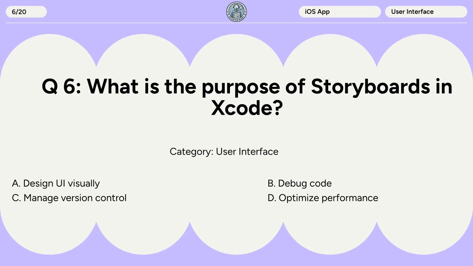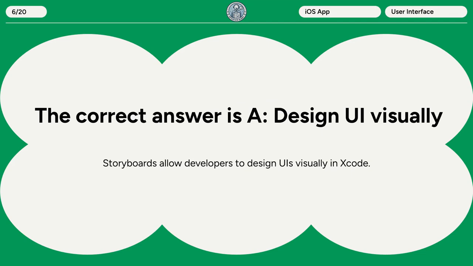Question 6. What is the purpose of storyboards in Xcode? A. Design UI visually. B. Debug code. C. Manage version control. D. Optimize performance. The correct answer is A. Design UI visually. Storyboards allow developers to design UIs visually in Xcode.